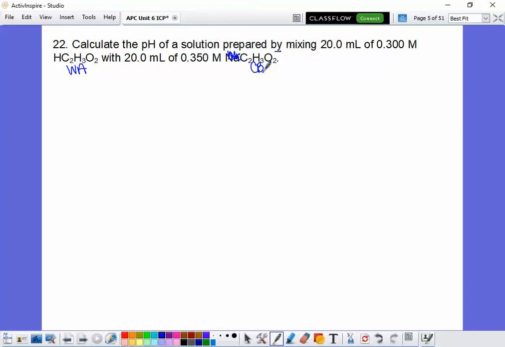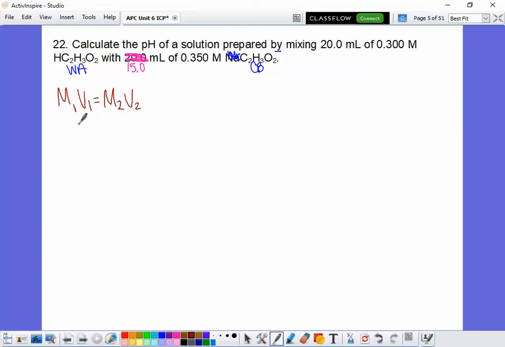So that's no fun. Let's change this problem up a little bit. Let's make this 15 milliliters. Okay. That way, the dilution will actually change that ratio. So we have to account for the dilution. What formula do we use for dilutions? M1V1 equals M2V2.